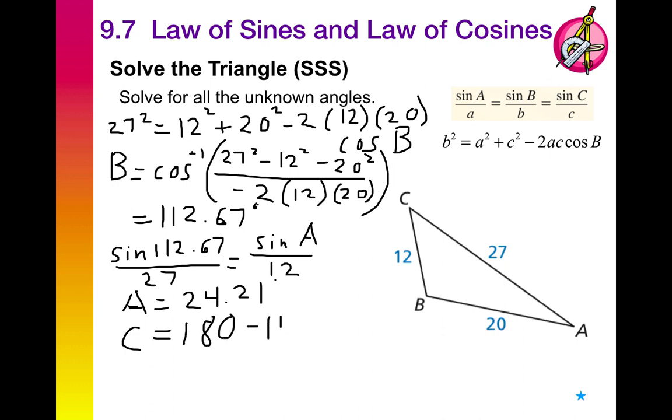To find angle C, well, now that we know both A and B, we'll just take 180 and subtract out 112.67 and subtract out 24.21, and we end up with C being 43.12 degrees. So now we have all three sides and all three angles, and we solved it using the law of cosines. We will discuss more of this when we get to our next class period.